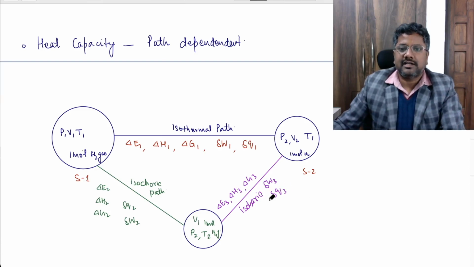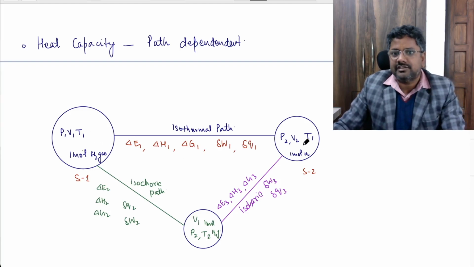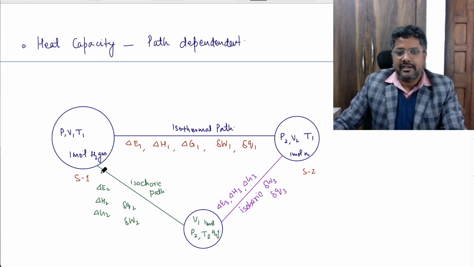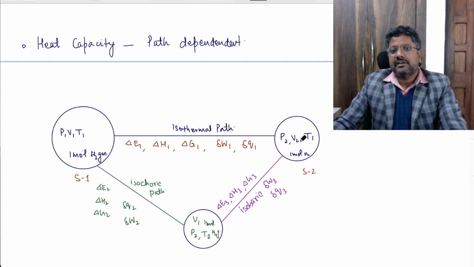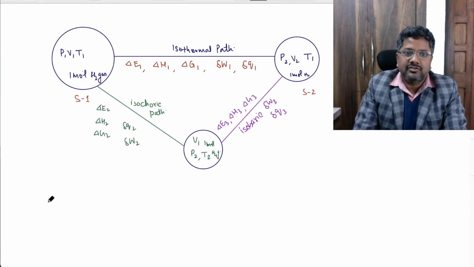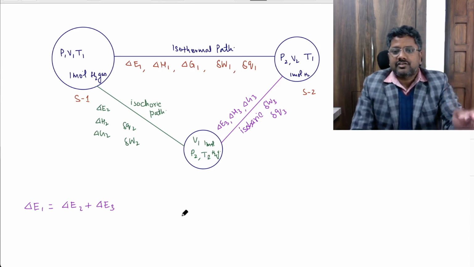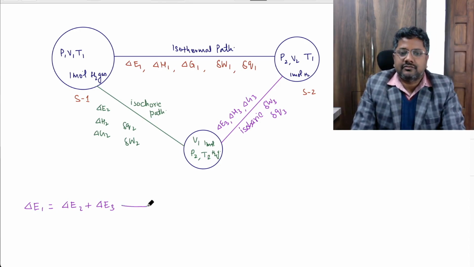So as per the above concept, here we are moving from this state to this state directly, and here we are moving from this state to this state, the same state, indirectly in two steps, right? So what will happen at any moment of time? You can write delta E1 is equal to delta E2 plus delta E3. And this is always true.